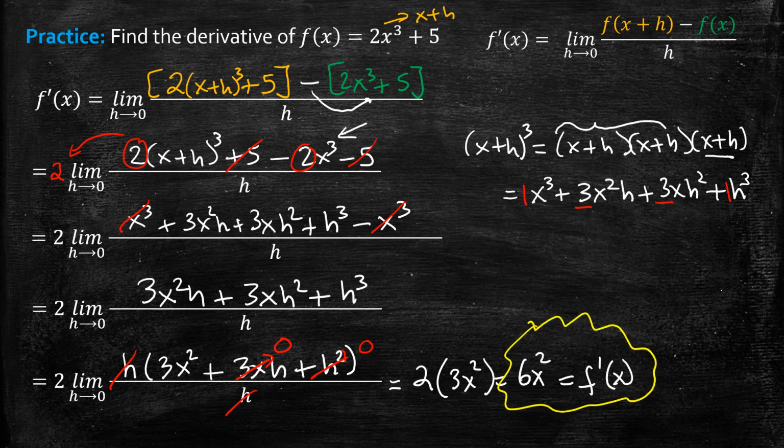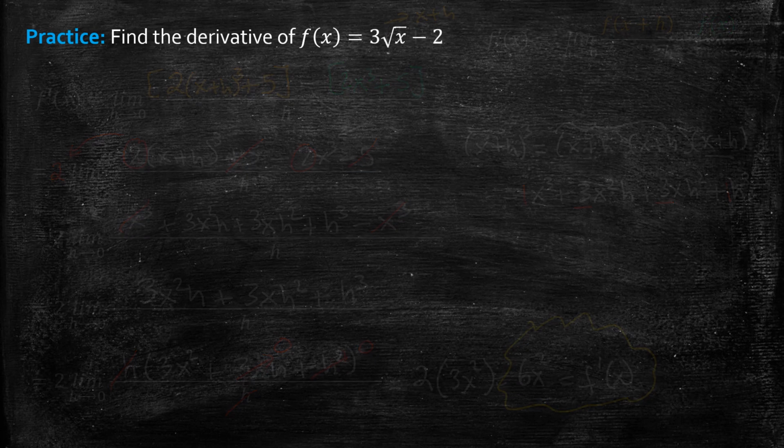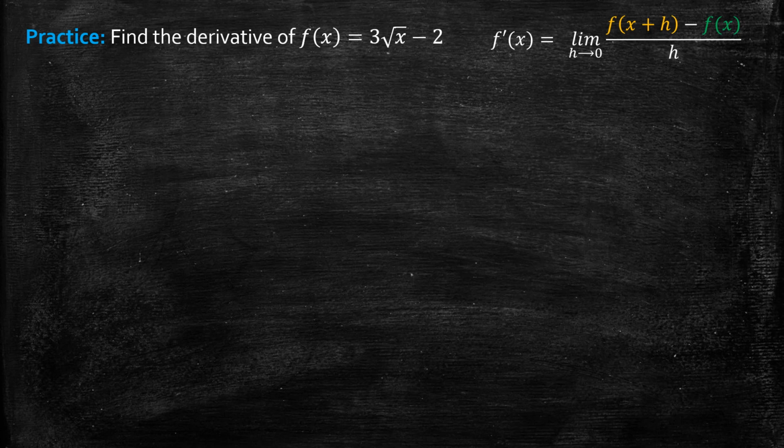So there we are. In this slide, we're going to practice finding the derivative of a square root function. As always, we start by finding f of x plus h, which means replacing x in the function with x plus h.